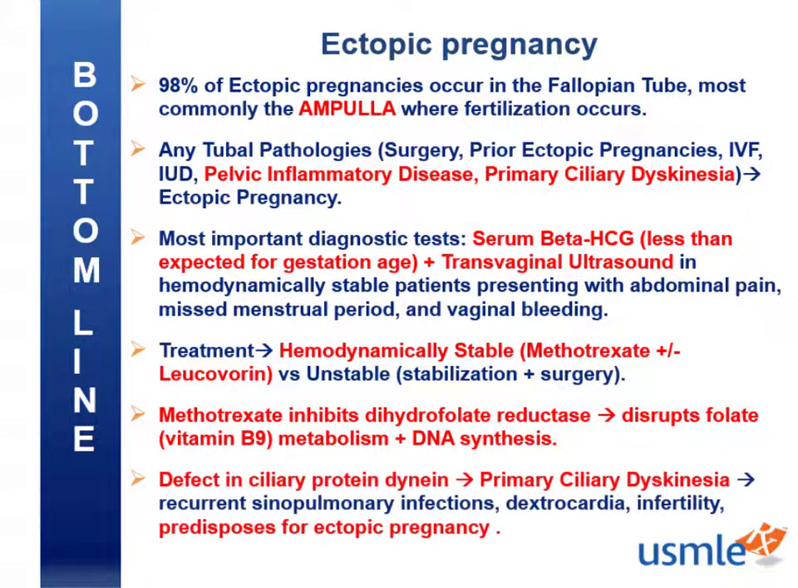Lastly, know that defects in the ciliary protein dynein cause primary ciliary dyskinesia or Kartagener syndrome, which presents with recurrent sinopulmonary infections, dextrocardia, infertility, and predisposes a person to ectopic pregnancy as the cilia inside the fallopian tubes are dysfunctional and cannot sweep that fertilized egg into the uterus for proper implantation.